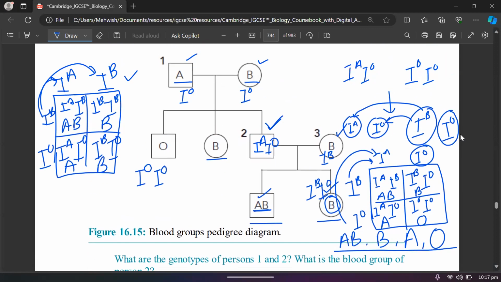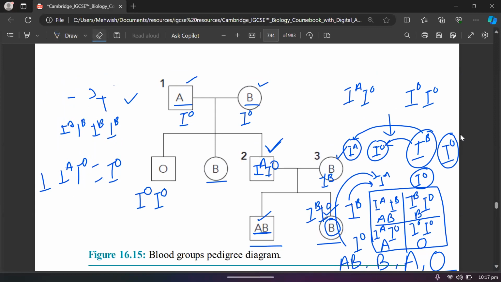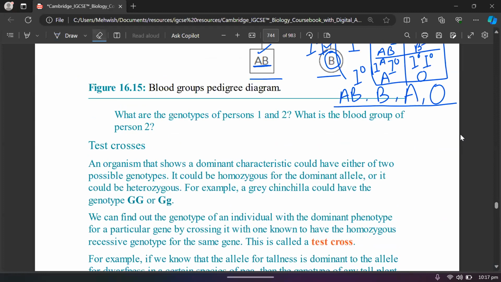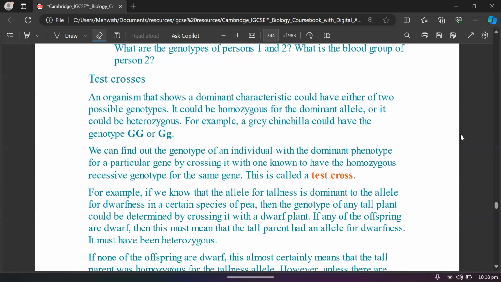Let's move on to the next question. Let me erase this board because we may need it again to solve the next question. Let's see the next question first. Okay, there is no question. We are done with it. What is the blood group of person two? We just need to evaluate this. So both the answers would be considered correct.